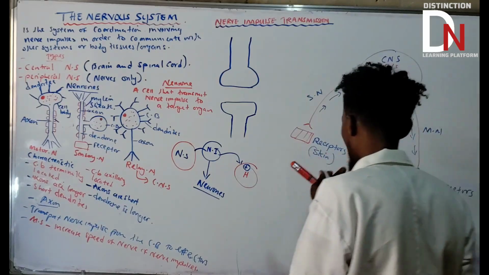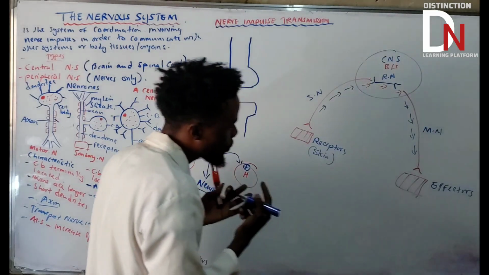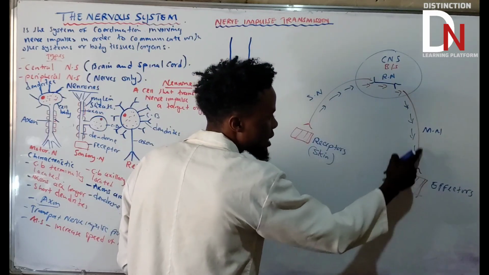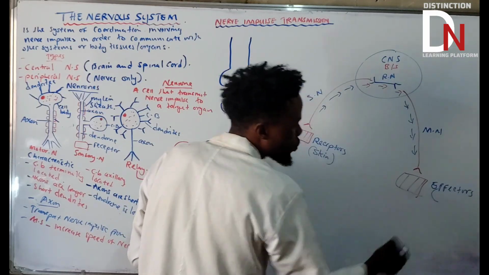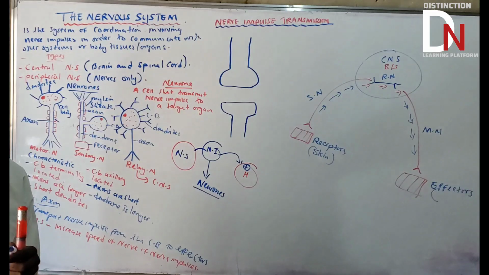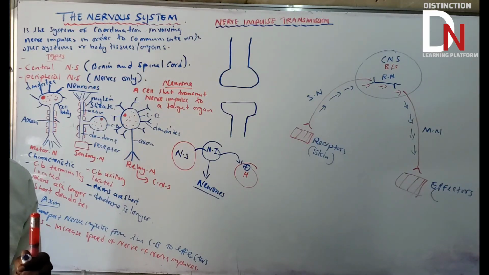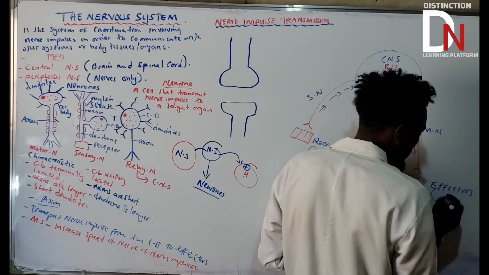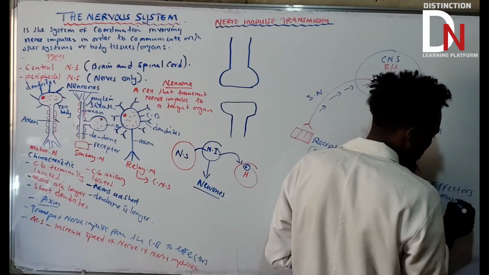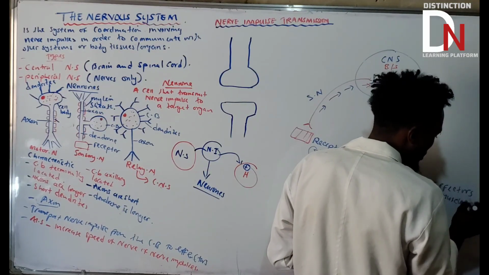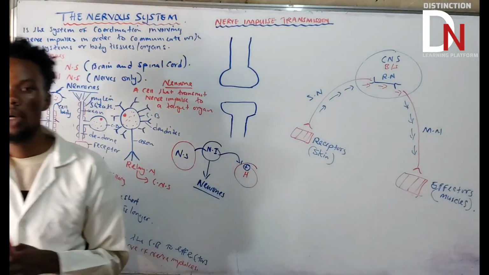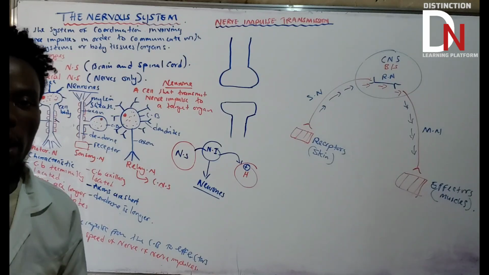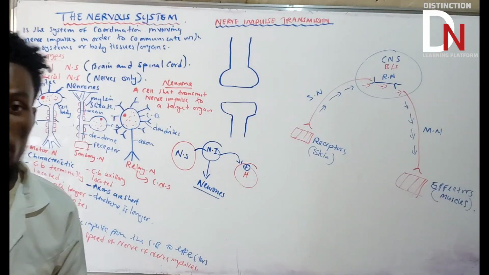So don't get confused. Receptors are under the sensory neuron. Effectors are under the motor neuron. What could be a good example of an effector? An effector could be muscle. It could be skeletal muscles, cardiac muscles, or smooth muscles. So let's just say muscles. If I ask you for a good example of an effector, you can say muscles.